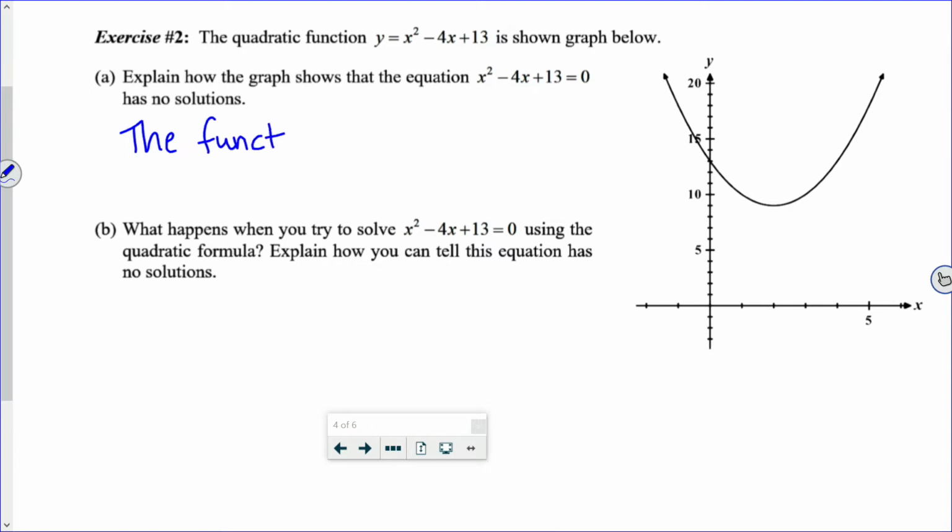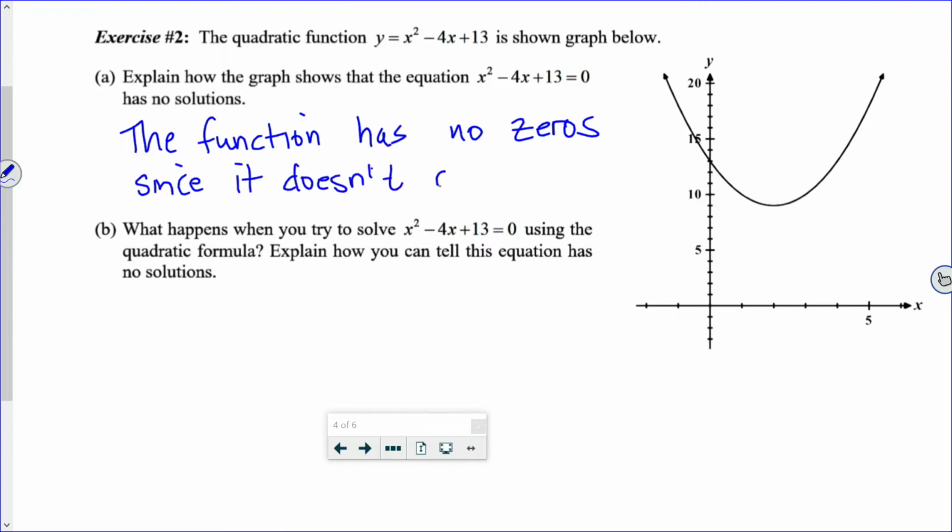The function has no zeros since it doesn't cross the x-axis.